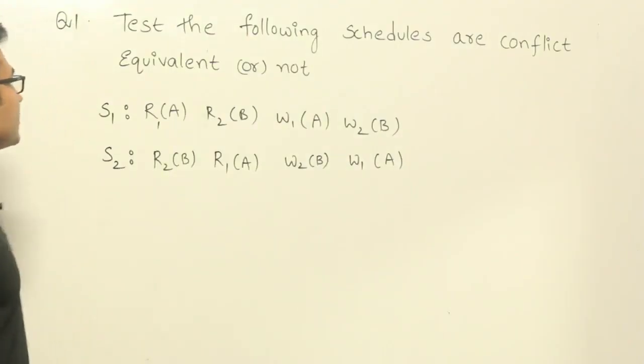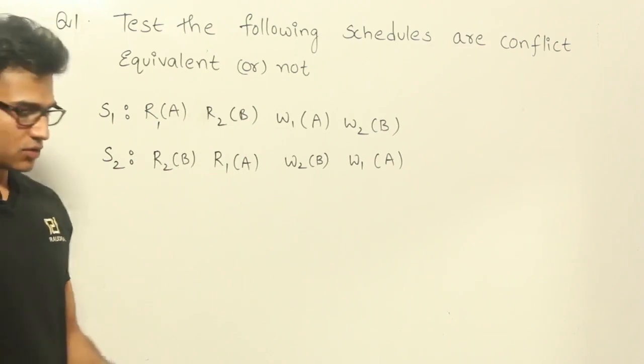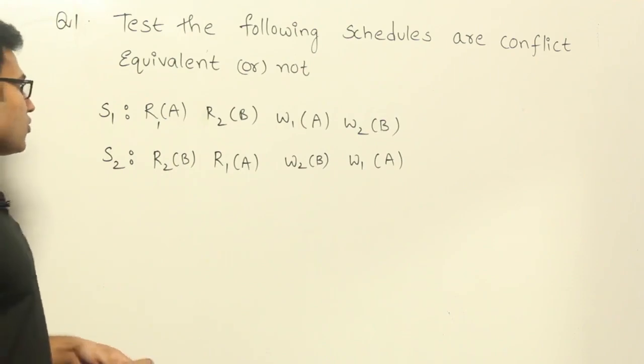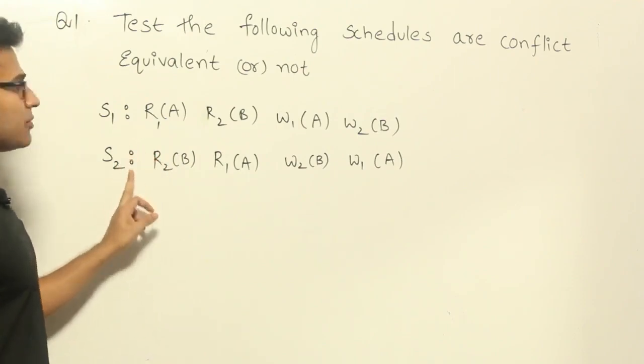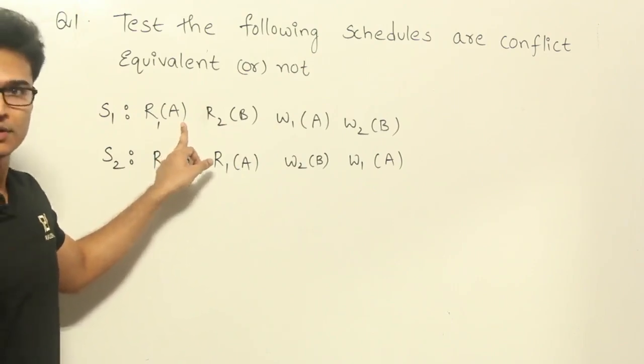Now let's see this question. Test whether the following schedules are conflict equivalent or not. So whenever any schedule is given like this, I'll just tell you. They'll clearly explain what they mean by S1, what they mean by S2, and what each operation represents. I'm just explaining it to you, but in the exam generally they explain it.